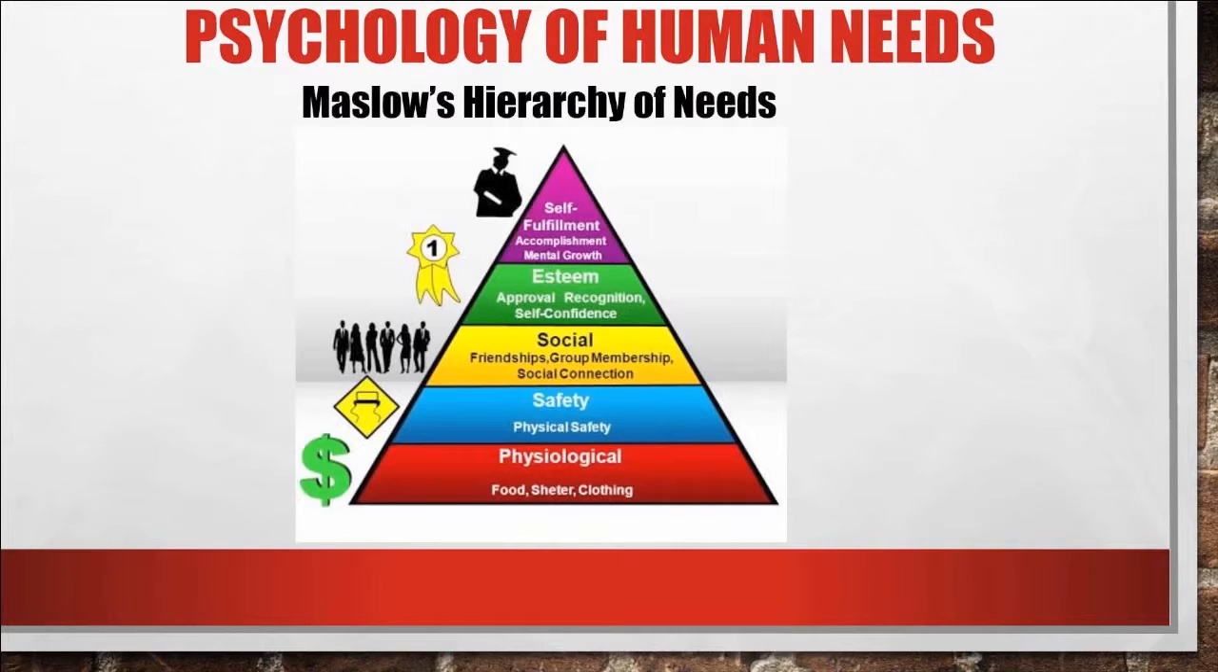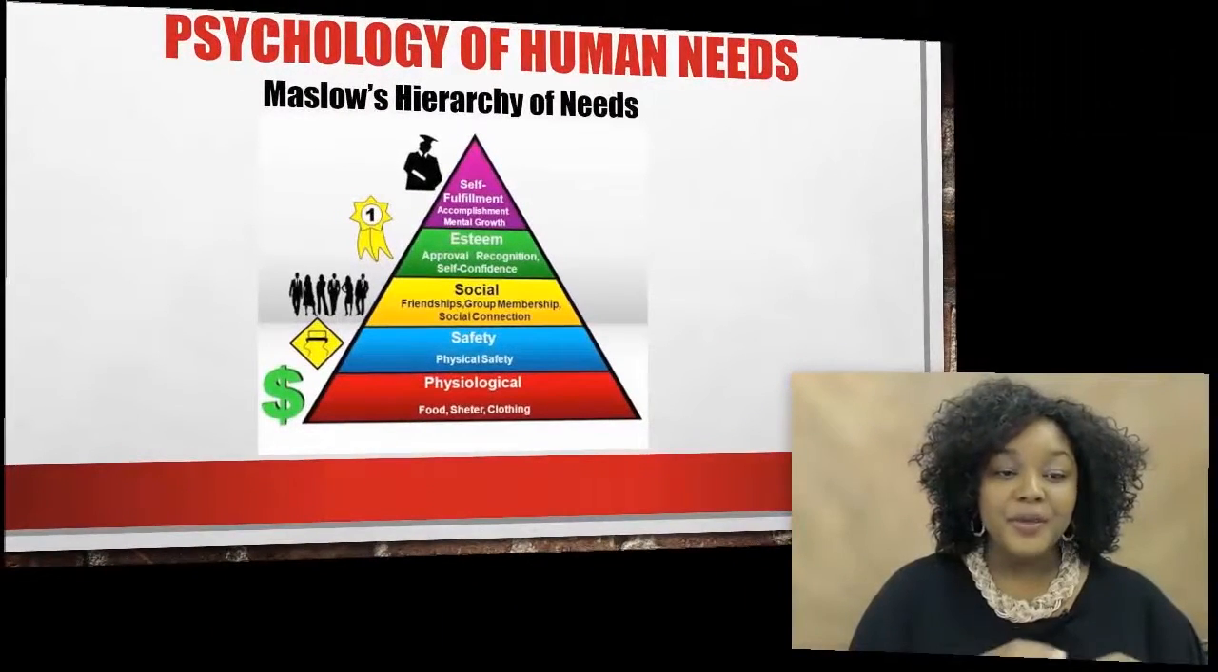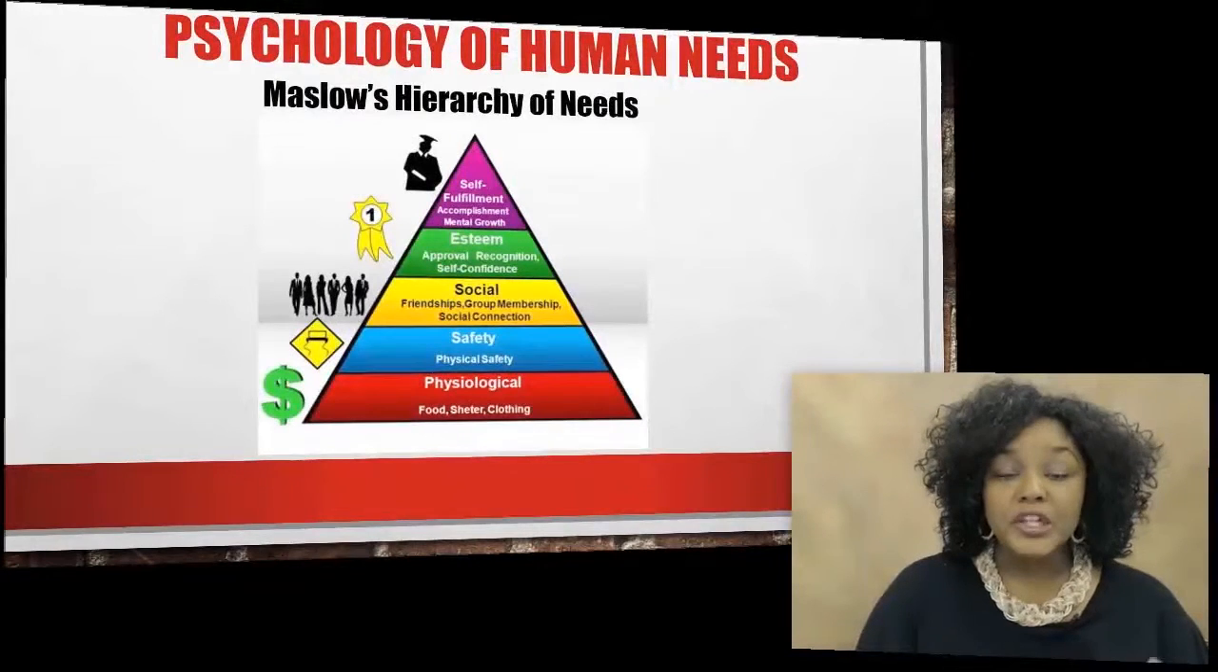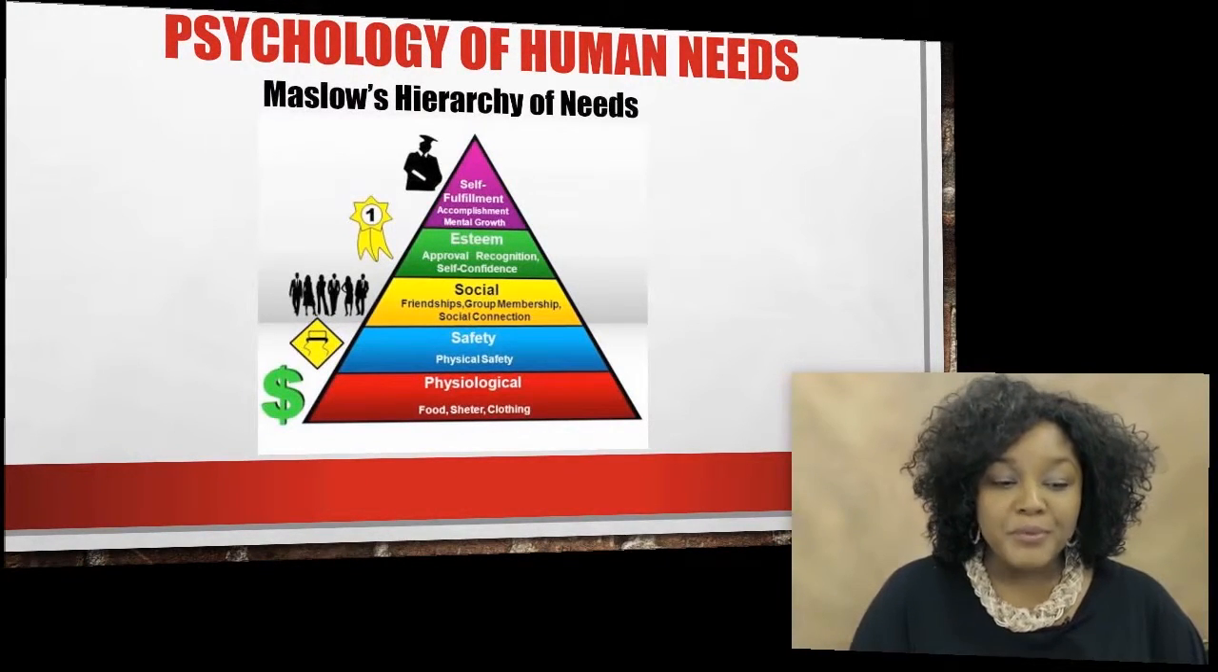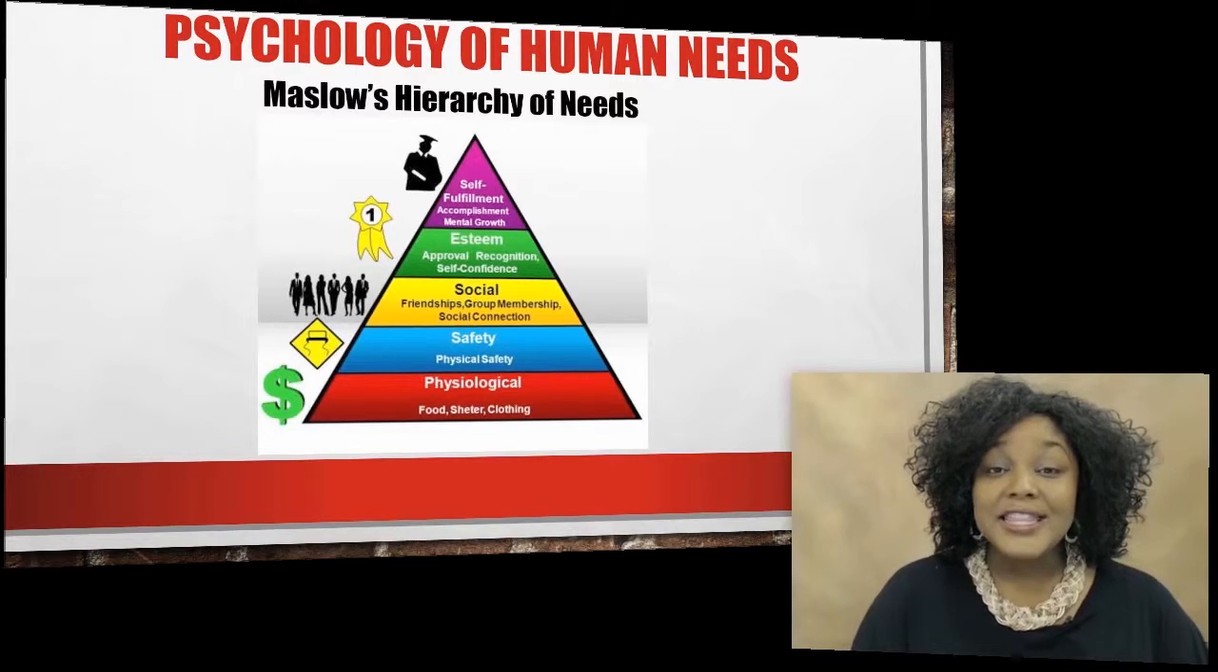When we talk about the psychology of human needs, we have to look at Maslow's hierarchy of needs. If you notice, there's this pyramid, and at the bottom of the pyramid is the need for food, shelter, and clothing, those physiological needs, followed by physical safety. And then next, we're looking at the middle tier, which is social. Looking at friendships, group membership, social connection. This is that feeling and that need to belong.